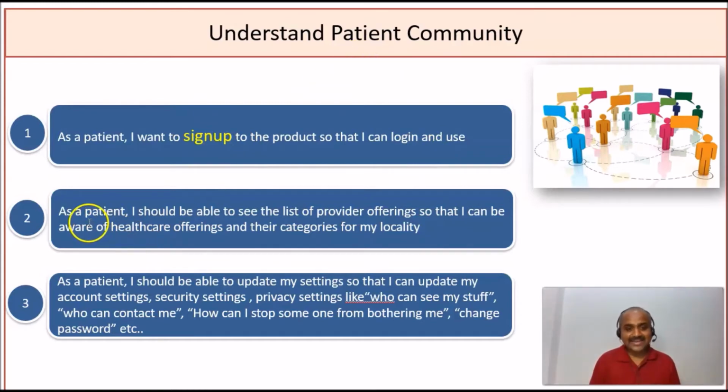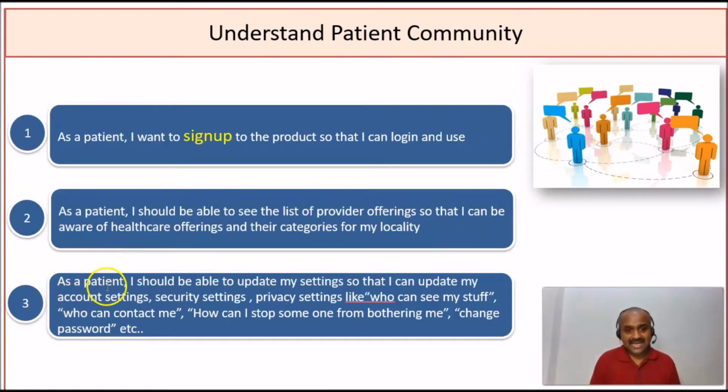Similarly, the second need is, as a patient, I should be able to see the list of provider offerings so that I can be aware of healthcare offerings and their categories for my locality. So friends, as part of the second thing, what I am telling is, once I log in as a patient, I should be able to see what kind of offerings the healthcare providers are offering within my locality so that I'm aware of it and I can take a decision.